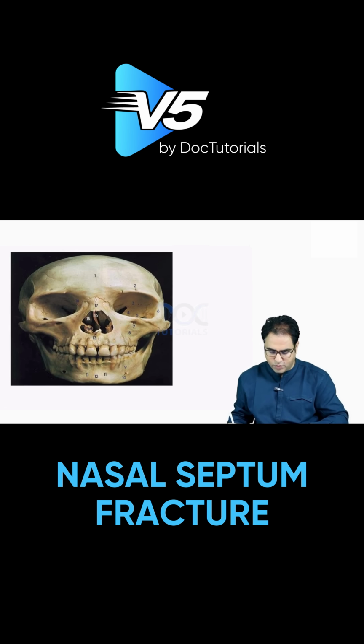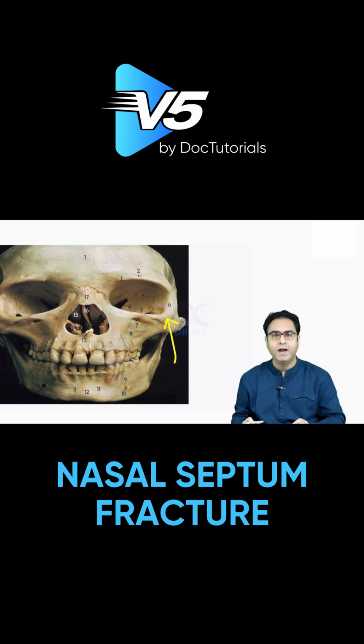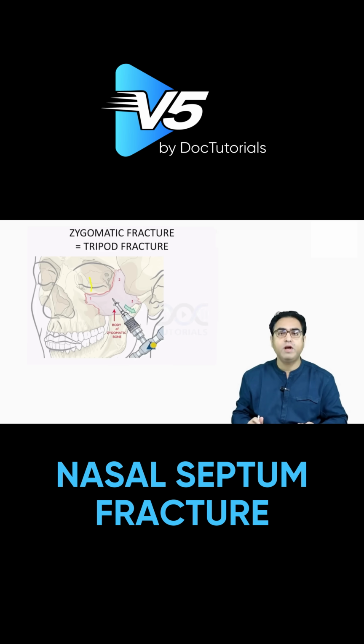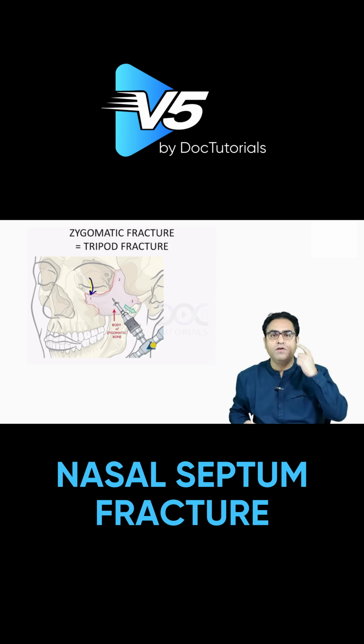Where is the zygomatic bone? I think you know that. My dear friend, this is the zygomatic bone. This is the body of the zygomatic bone. It has got three processes. Okay, let me show you. It has three processes. You see, number 1 process makes the infraorbital margin.